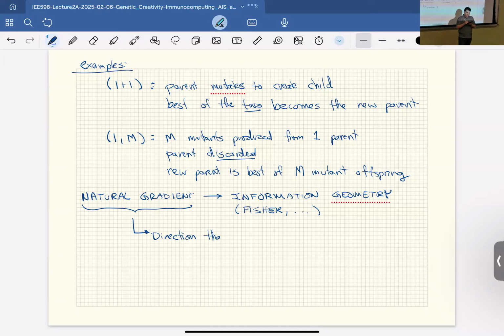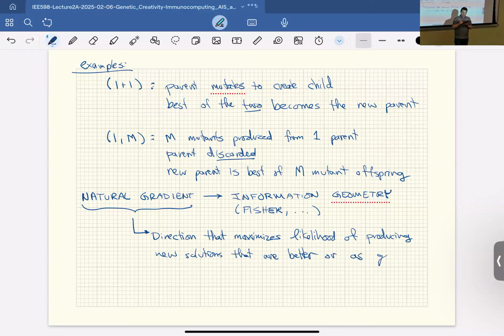So this natural gradient, you can think of this as the direction, at least in our context, that maximizes the likelihood of producing new solutions that are better or as good as best previous solutions.